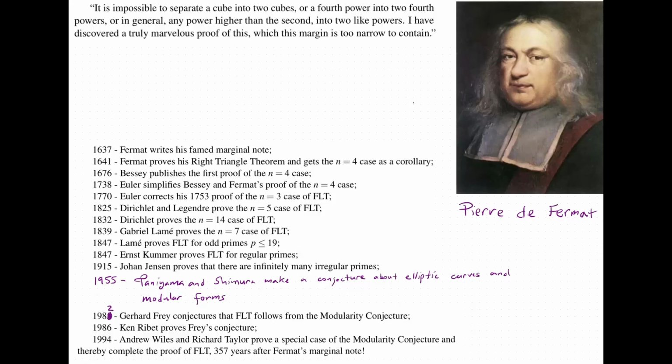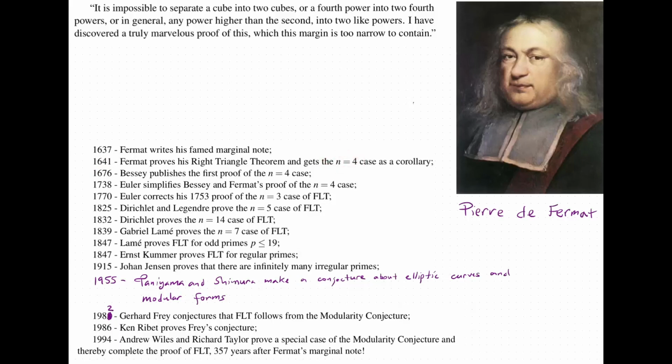Now, the reason for the name last theorem is that of the 48 notes that Fermat had scribbled throughout his copy of Diophantus' Arithmetica, this statement, that it is impossible to separate a cube into 2 cubes, and so forth, was the last statement to be resolved. And so it came to be known as Fermat's last theorem. Here's a brief timeline. In 1637, Fermat wrote the famous marginal note. In 1641, we know through correspondences that he had the n equals 4 case.